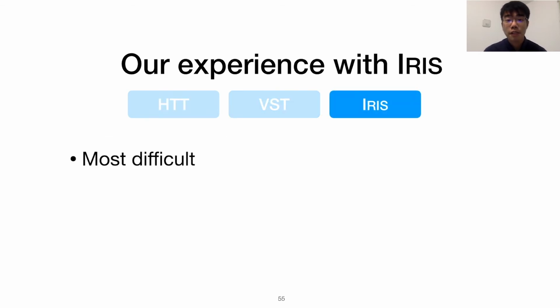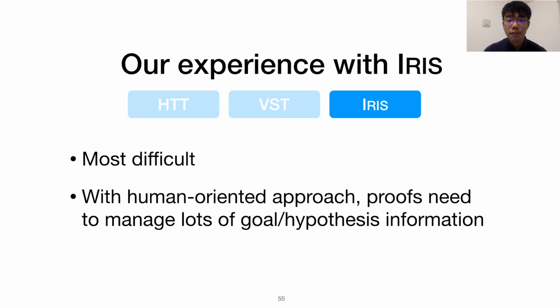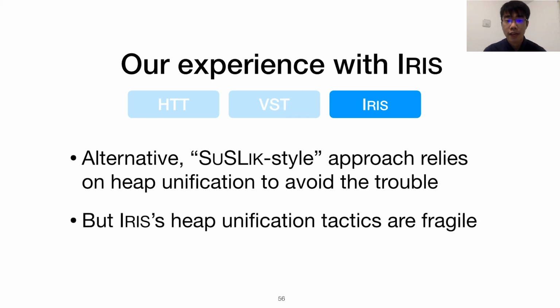We faced the most difficulty with Iris, whose standard human-guided proofs require lots of explicit goal management and hypothesis name tracking, to a degree that it's troublesome even with our proof context. So we extended Iris with new tactics to let us write proofs in Suslik's proof style that relies heavily on heap unification. Unfortunately, Iris's unification tactics are more fragile compared to VST's, so it needs to be done very carefully to keep the proofs tractable.